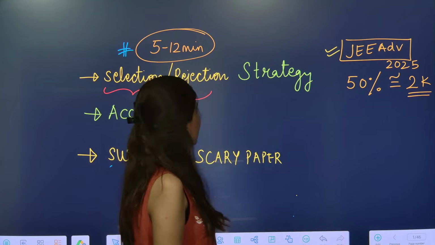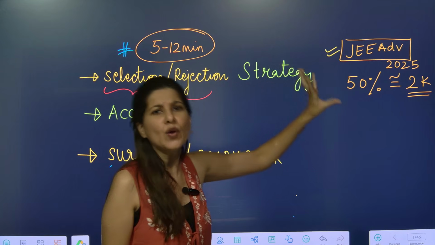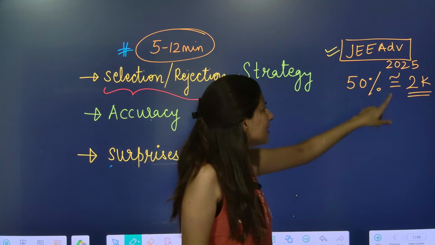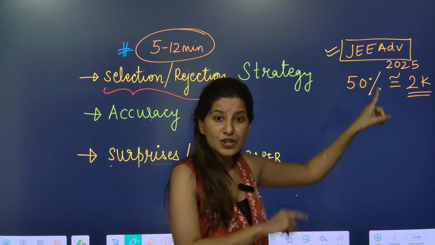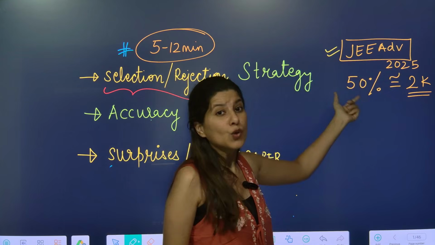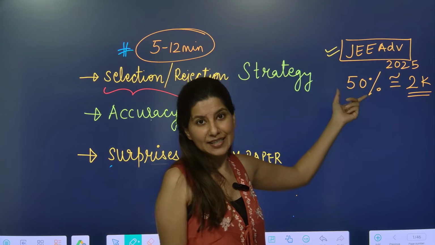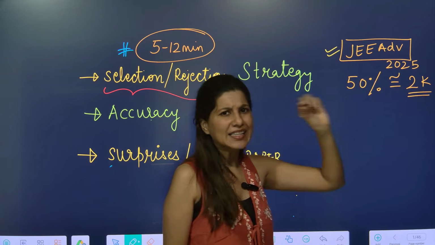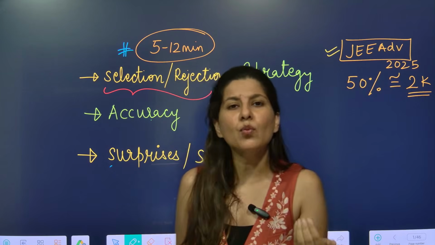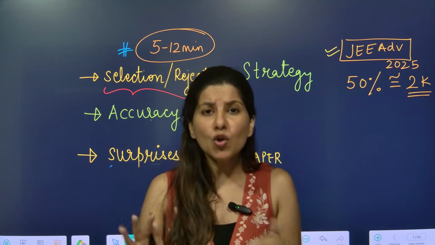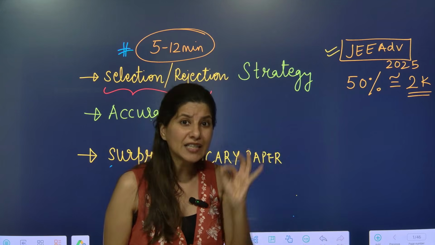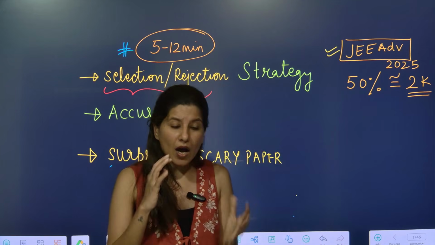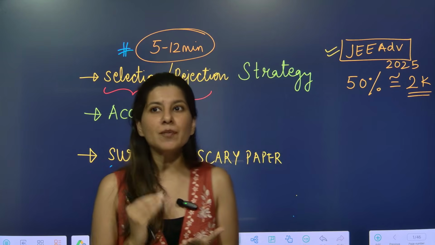But let me tell you why selection and rejection is so important in JEE Advanced. As you can see in JEE Advanced papers, this is official data. If you score 50% marks in JEE Advanced, you can get a 2000 rank. Obviously, the data might vary for 2026, but more or less, it is going to be the same. So, your target should be to approximately do 50% of the paper.